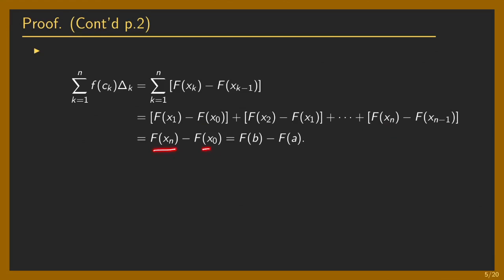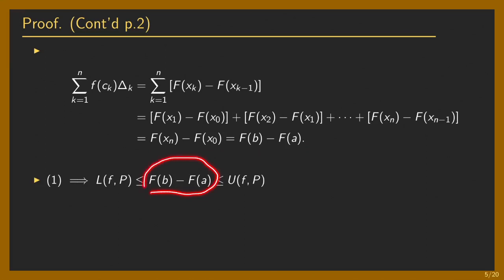f of xn minus f of x naught, remember that in a partition P, yung xn siya yung B, yung x naught siya yung A. Right? So therefore, using inequality number 1, we can say that ito yung summation, right? F of b, this constant f of b minus f of a is always between LFP and UFP.